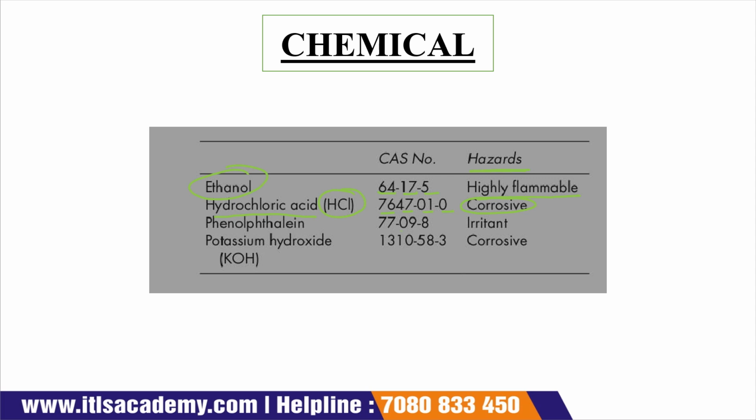Phenolphthalein, 77-09-8, is irritant in nature. And potassium hydroxide, that is KOH, CAS number 1310-58-3, is corrosive in nature. Okay, so we use ethanol, hydrochloric acid, phenolphthalein, and potassium hydroxide, and the hazards related to these chemicals are highly flammable, so we have to avoid opening it near a flame, corrosive and irritant. When they are corrosive, we have to take care before handling this type of chemicals.